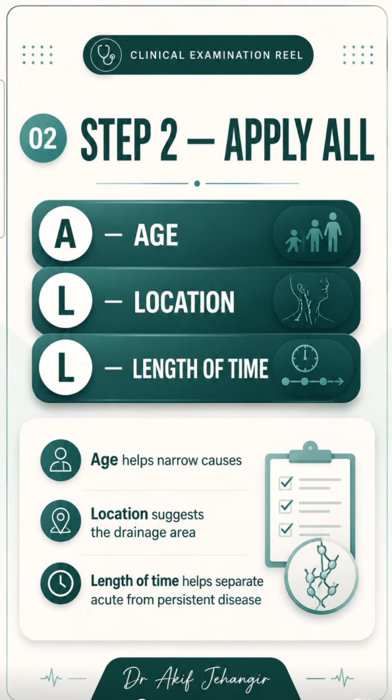Next, apply ALL. A stands for age, because age helps narrow the likely causes. L stands for location, because location suggests the drainage area and therefore the likely source. The second L stands for length of time, which helps separate an acute reactive process from persistent disease.